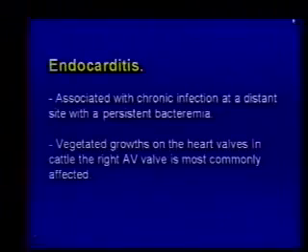Endocarditis is a second heart or cardiac disorder. Endocarditis is associated with chronic infection at a distant site with a persistent bacteremia. A ruminitis predisposes the animal to liver abscess, and then from the liver abscess we have an emboli that goes to the endocardium.